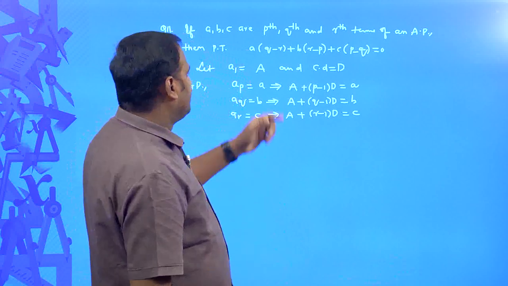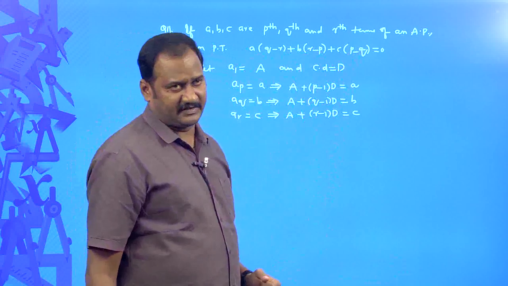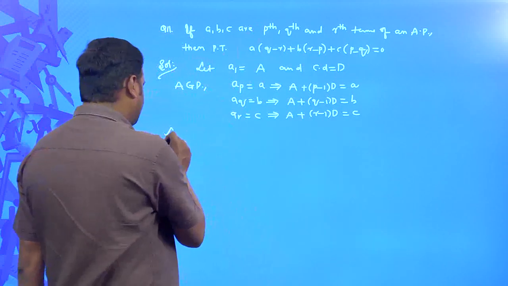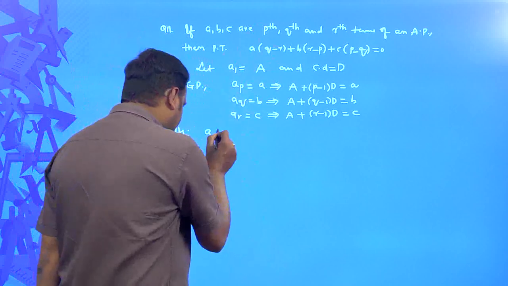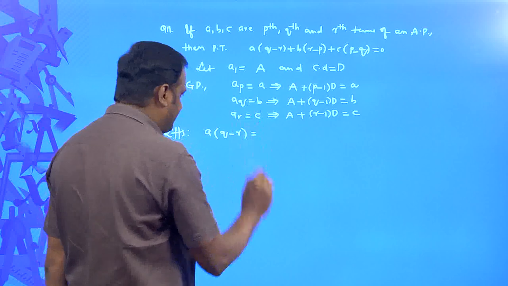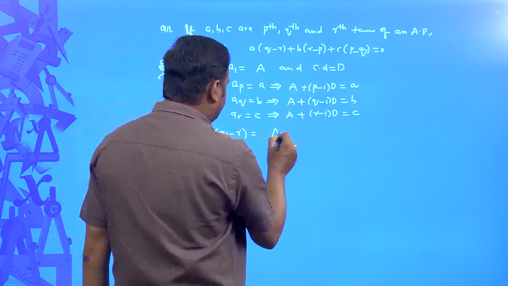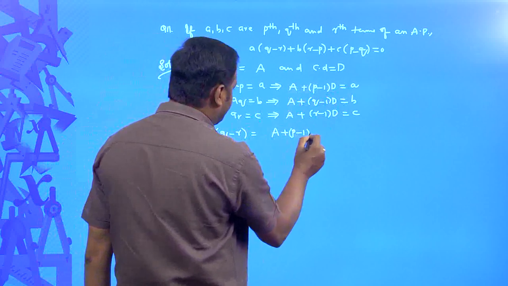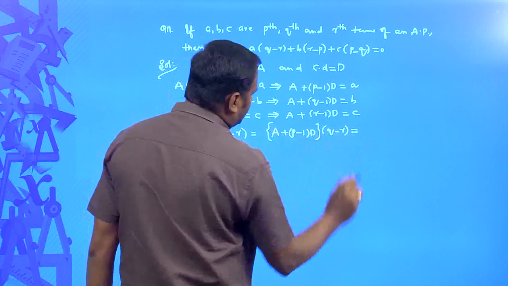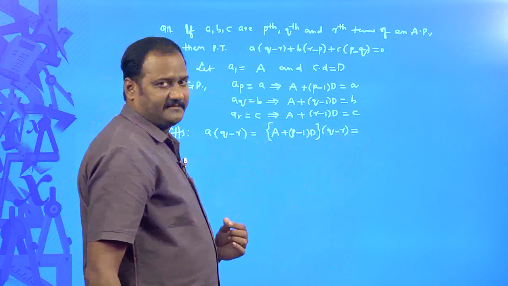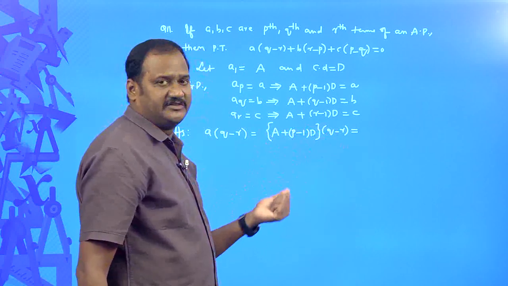Now, you need to prove that a into (q minus r) plus b into (r minus p) plus c into (p minus q). Okay? Let us take the left hand side. What is this left hand side? The left hand side is going to be a into (q minus r). Let me find out what this a into (q minus r) is. a is basically A plus (p minus 1) into D, into (q minus r). I do one thing. I am not going to multiply everything, but I am going to multiply this A with (q minus r) and (p minus 1) into D with (q minus r).